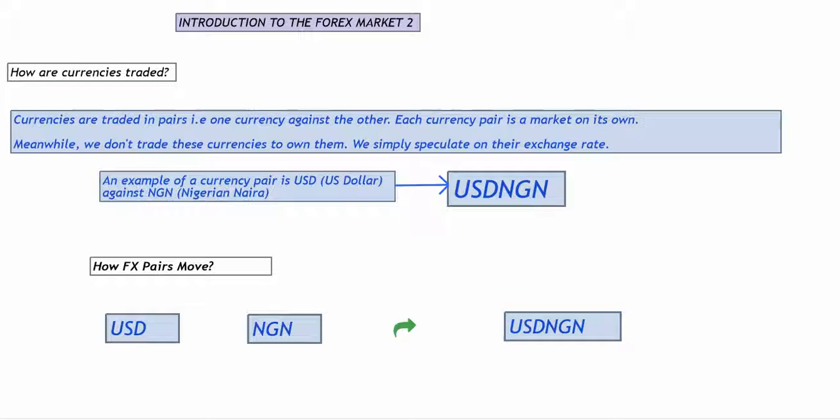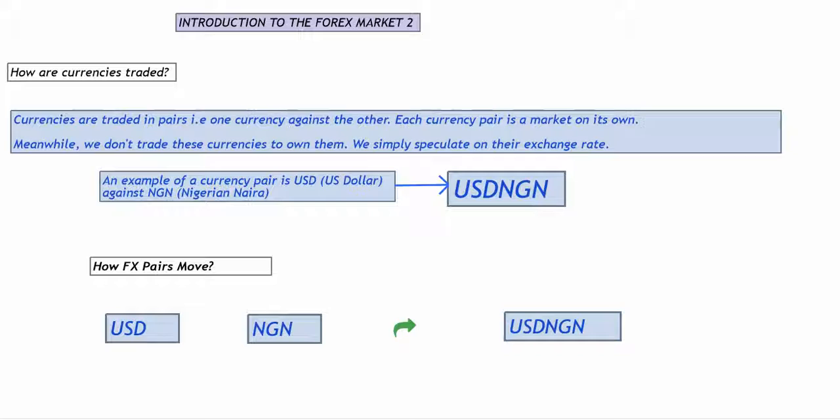Welcome back. So in this video we are going to look at introduction to the forex market. That's the second part, and in this part we'll talk about how currencies are traded. So currencies are traded in pairs, so that means that you are trading one currency against another one.